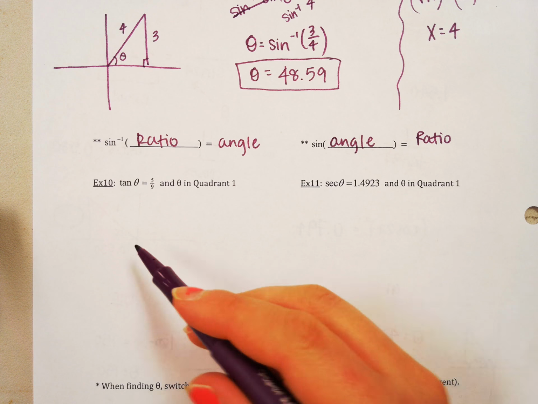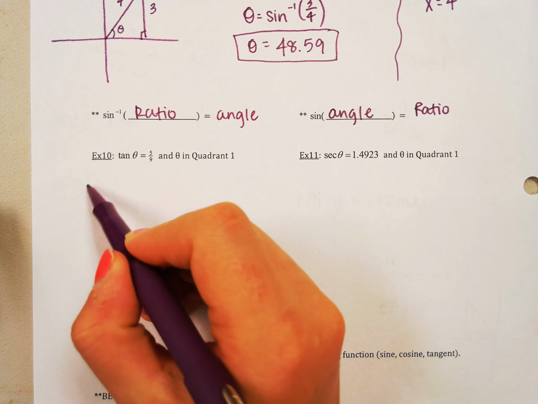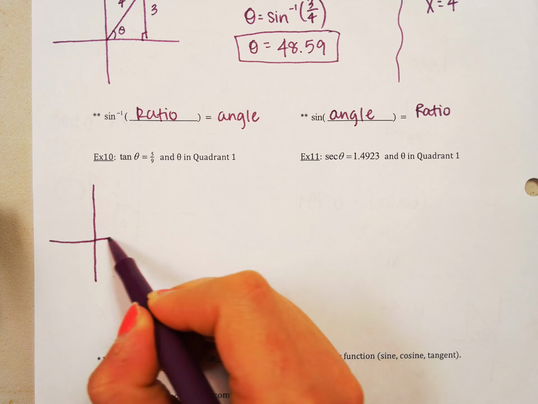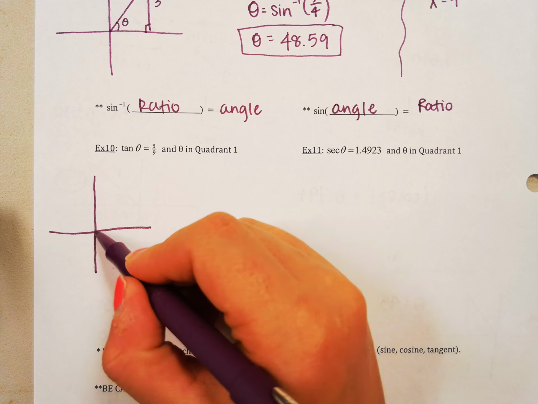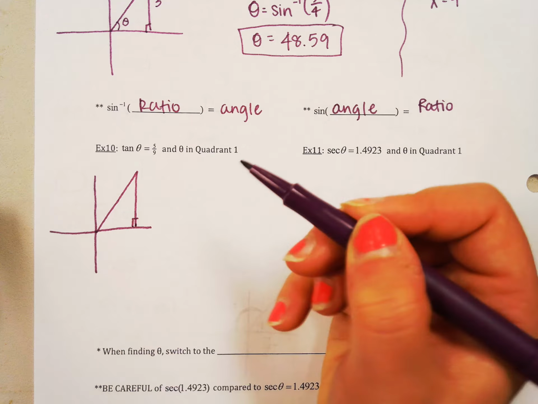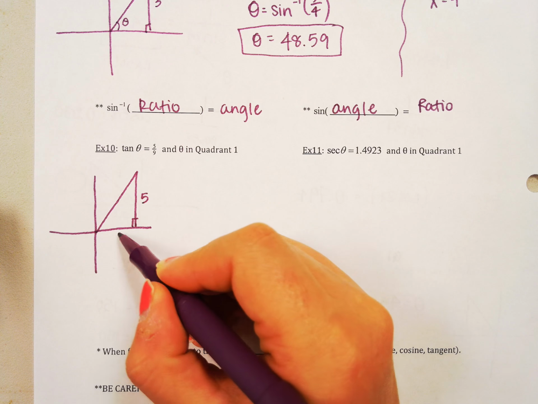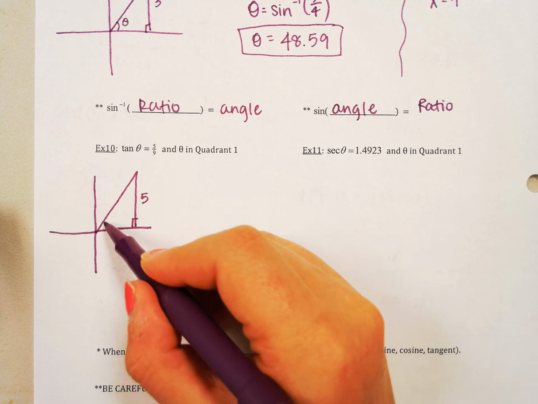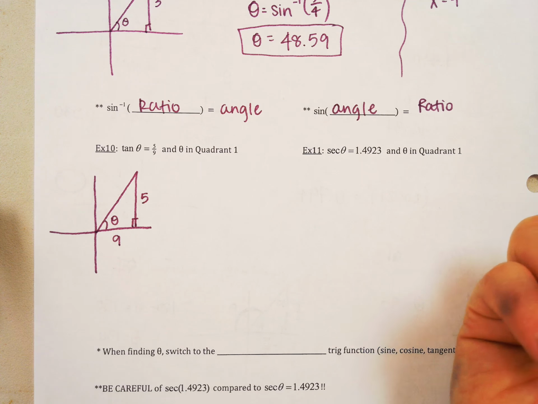So now that we've done that, I want you to try example 10. So I'll draw out the triangle. If you've paused the video, that's a good thing. You don't necessarily need to do this step to actually find the triangle, but it might be helpful. It at least reminds you what you're looking for, which is theta.